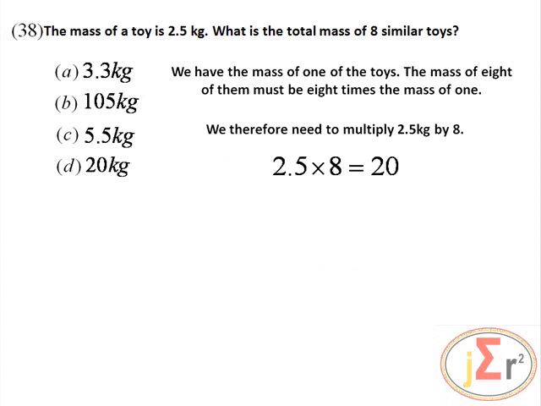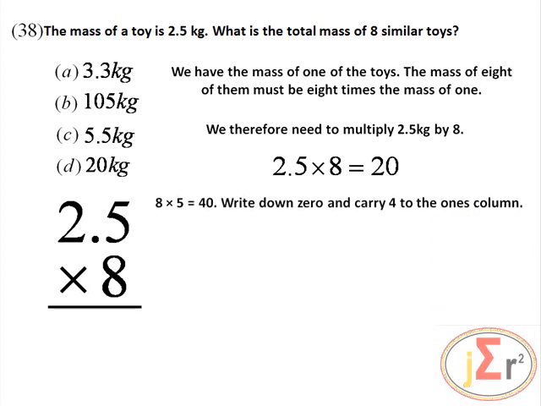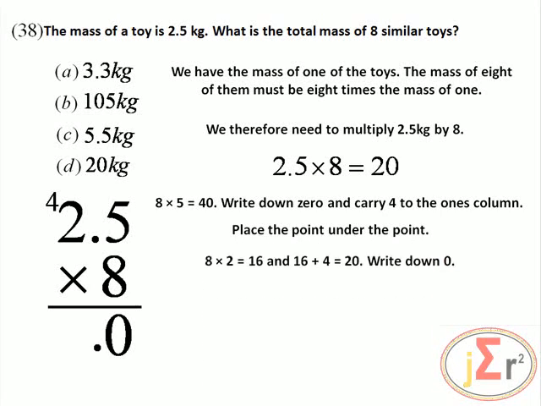As quickly as that. But let's say you cannot see that immediately. Let's work it out. 8 multiplied by 5 is equal to 40. So write down 0 and carry 4 to the ones column. Then what do we do now? 8 times 2. So place the point under the point. Never forget that. So 8 multiplied by 2 is equal to 16. 8 twos, 16. But we carried 4. So 16 plus 4 is equal to 20.